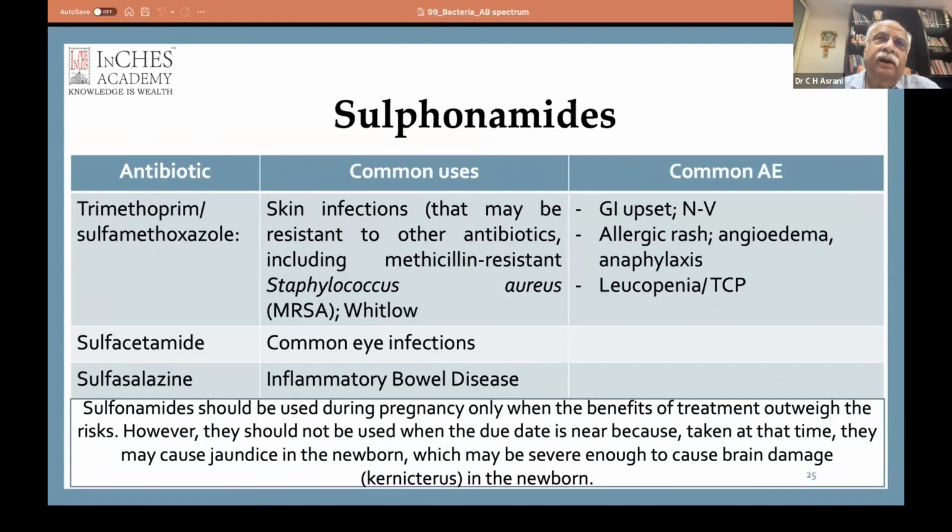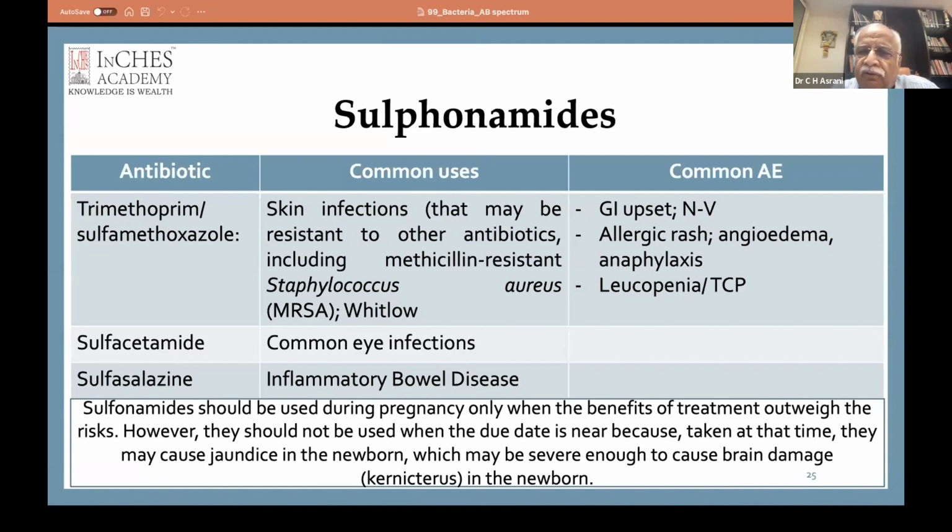Sulphonamides. Although some of them are still available and very few of us use them, I am a very good user of sulfamethoxazole trimethoprim. Skin infections that may be resistant to other antibiotics, including methicillin-resistant Staph, MRSA. I use it exclusively for whitlow, nail bed infection. I make glycerin magnesium sulfate poultice in my clinic. We give the poultice and we give the combination of trimethoprim sulfamethoxazole. It works wonders. It works better than cephalosporins.